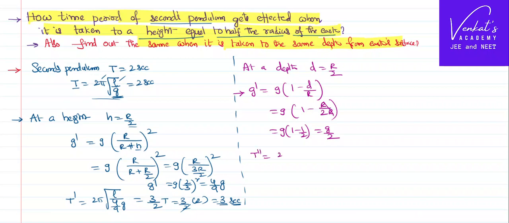So the new time period will be 2 pi into root of L by G by 2. That is root 2 times the original time period. The original time period of the second's pendulum is 2 seconds. So 2 root 2 seconds is the answer at the depth, and 3 seconds is the answer at the height, where height and depth are both equal to half the radius of the earth. This is how we need to solve the problem. Thank you for watching.